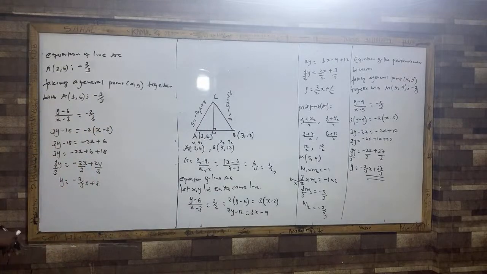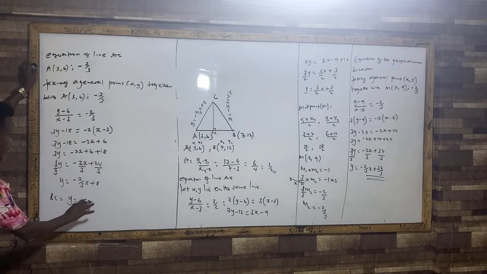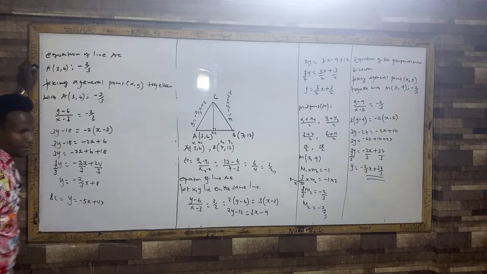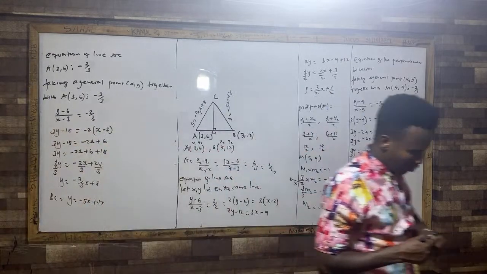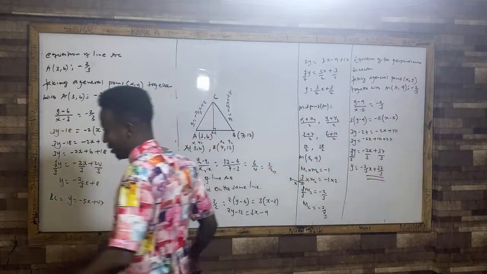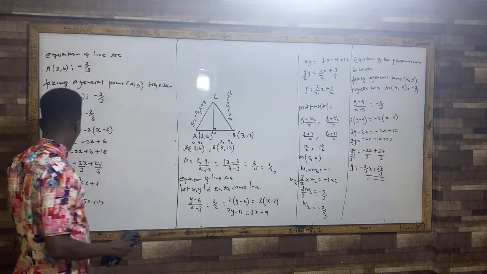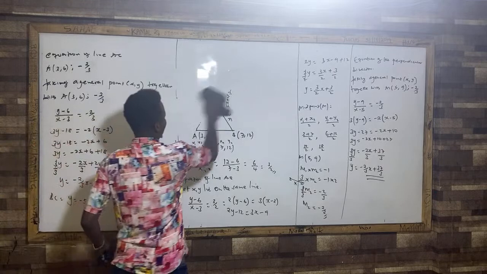I have the two equations. Remember, this is AC, and for BC, it is y is equal to minus 5x plus 47. Let me confirm, please, because that can result in an error. Okay, it's okay now. I'll solve these two equations simultaneously.